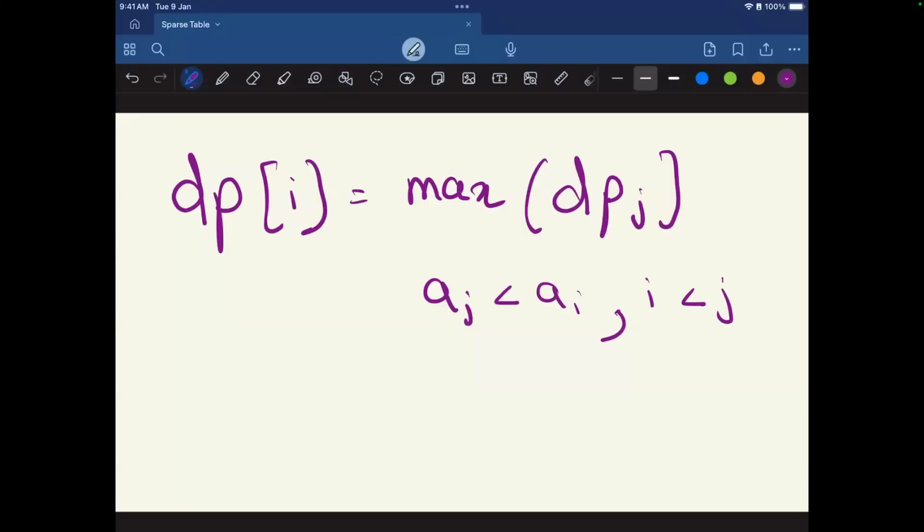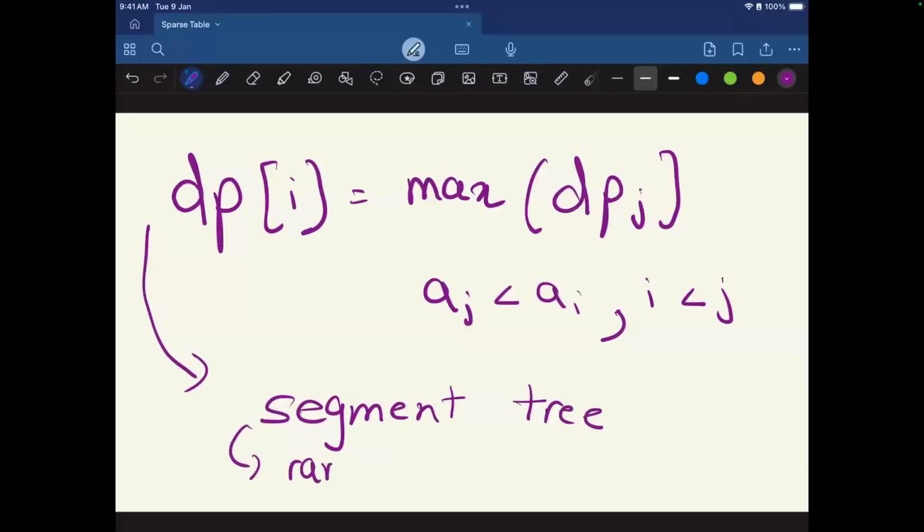You can see that here from i, we are iterating through all indexes j. Instead of doing this, we just want to find the range max query from ai plus 1 to ai minus 1 to 0. This can be done using a segment tree. What do we need to do? We just need to do a range max query from 0 to ai minus 1.